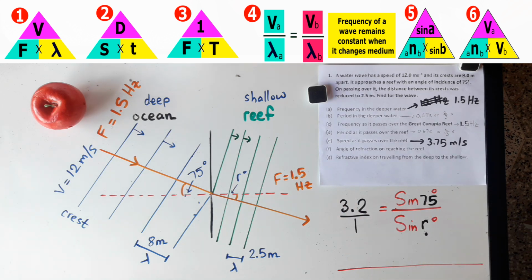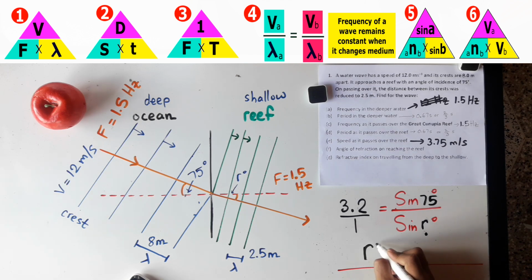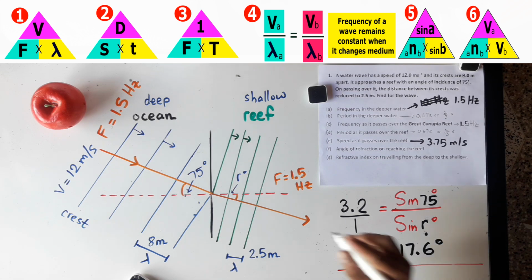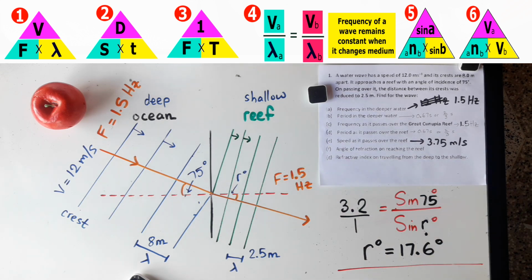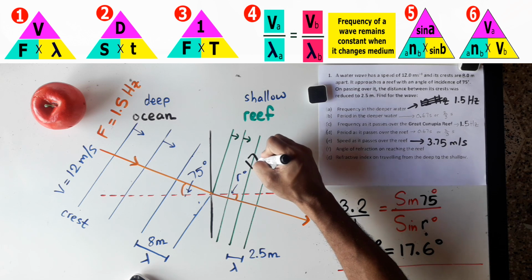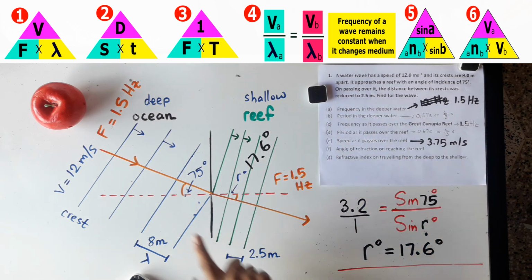If you haven't watched those videos as yet, please take a look at them. Alright, so I'm just going to solve it here quickly on my calculator. Sine 75 divided by 3.2, and we will get roughly, R is going to be 17.6 degrees. So this angle here is going to be 17.6 degrees. You notice the angle got smaller.